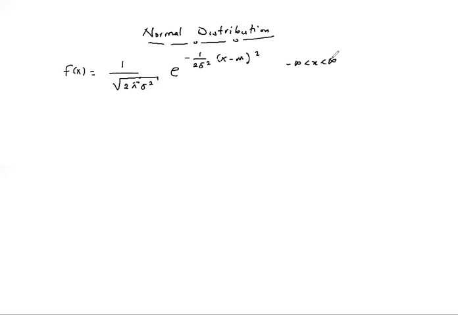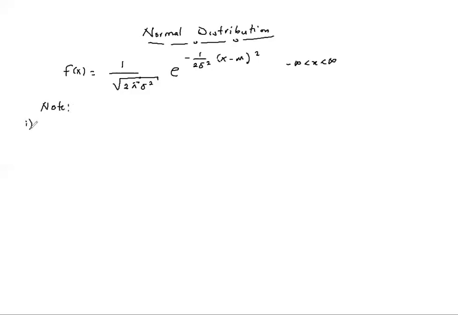So for this one, we don't even have to solve and see how the mean is mu or how the variance is sigma squared, no? Two, we don't have to verify that this is a probability density function. No, all we need to do is to take note of the following.